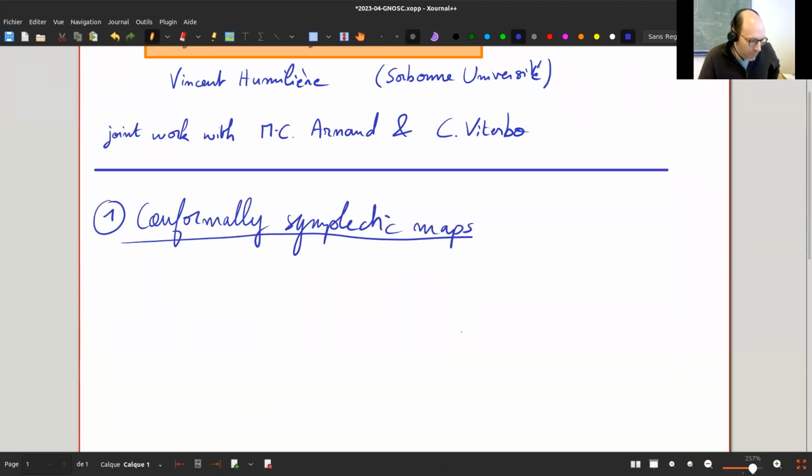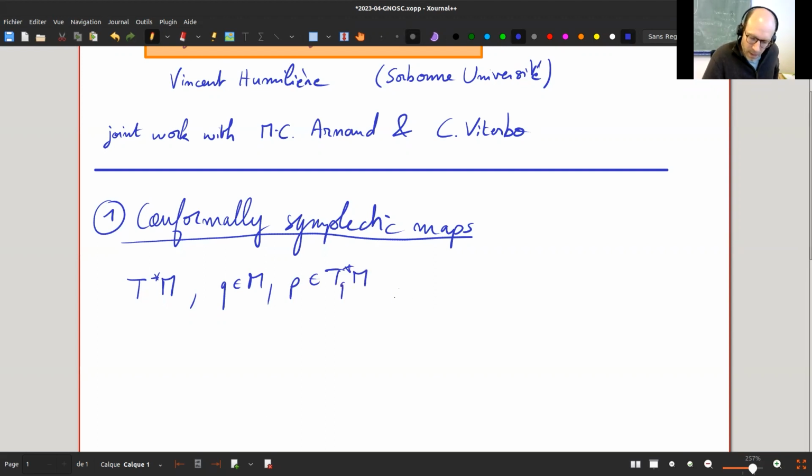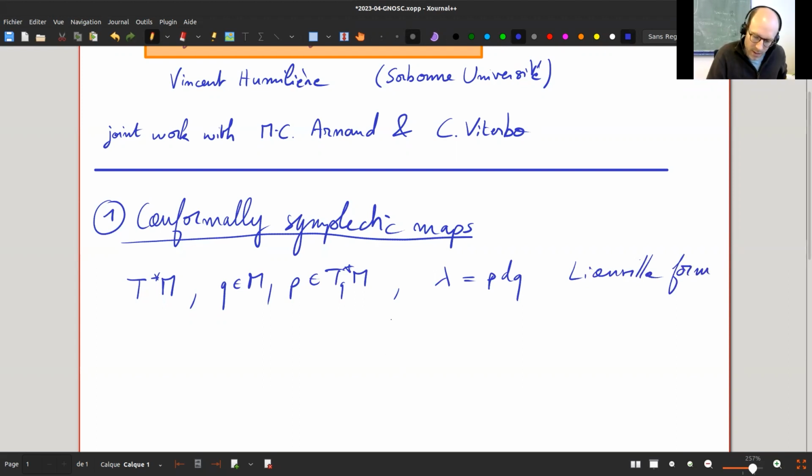Before introducing them, let me recall some of the classical terminology. For simplicity, I will assume that we are on a cotangent bundle of a manifold M. There we have coordinates Q in the base and P in the fiber, and a canonical one-form, which is the Liouville form, lambda equals P dQ, and the standard symplectic form is minus d lambda.